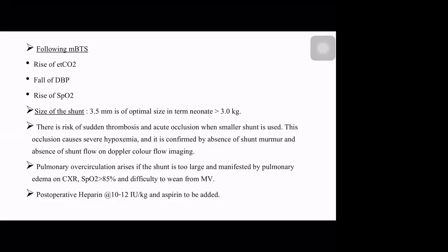This occlusion causes severe hypoxemia after improvement of saturation, and it is confirmed by absence of shunt murmur and absence of shunt flow on Doppler color flow imaging. Now, if the shunt size is too large, that is 4 or more than 4, there will be pulmonary overcirculation. That pulmonary overcirculation is manifested by pulmonary edema on chest X-ray, unnecessary improvement in saturation, that is SpO2 more than 85%, and very important, difficulty to wean from mechanical ventilation.